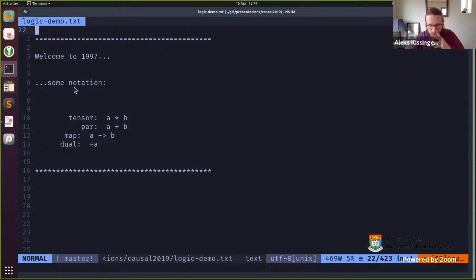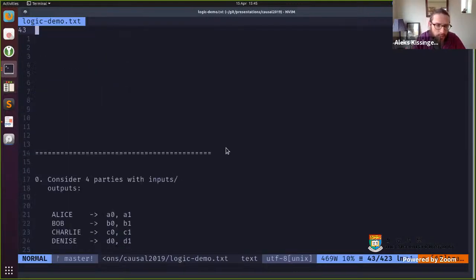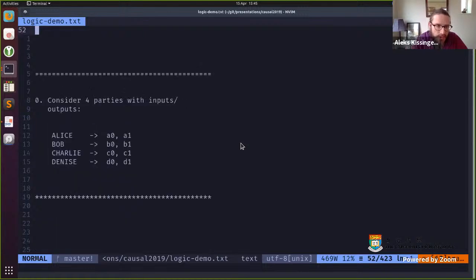So here's some notation in 1997. The tensor is the star, the par is the plus, implies is this arrow, and the dual is the tilde. Maybe I'll just show you how this works. We have four parties: here's Alice, Bob, Charlie, and Denise.